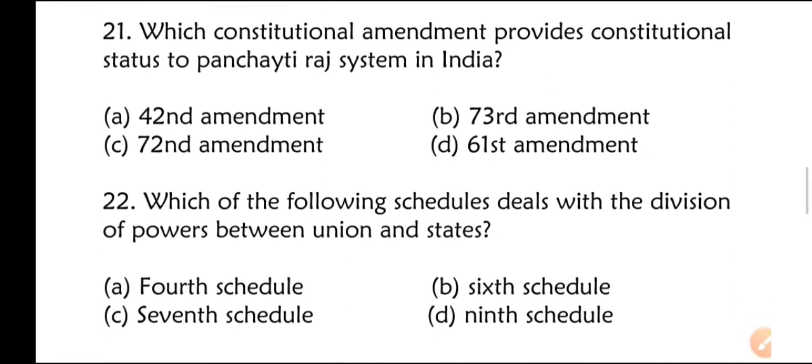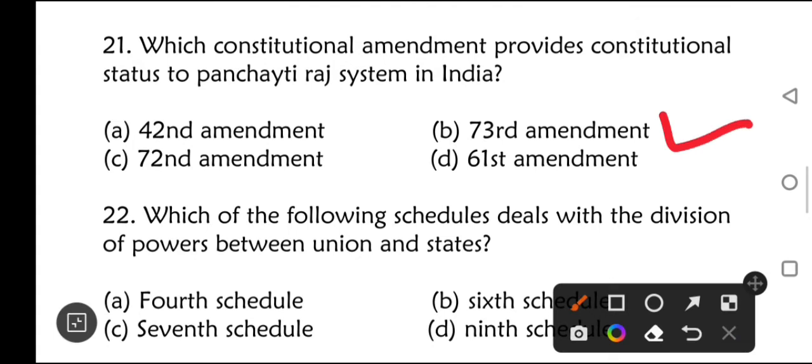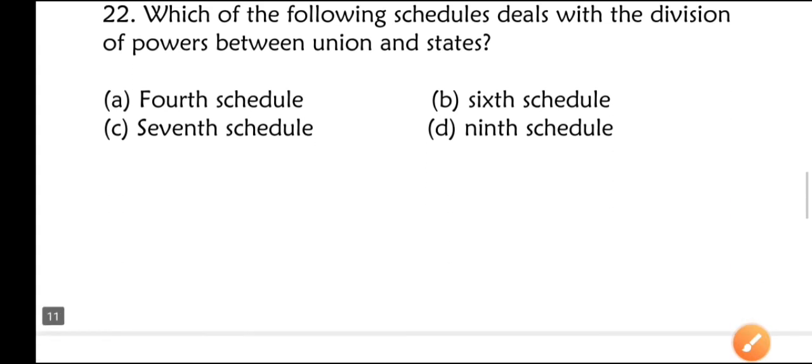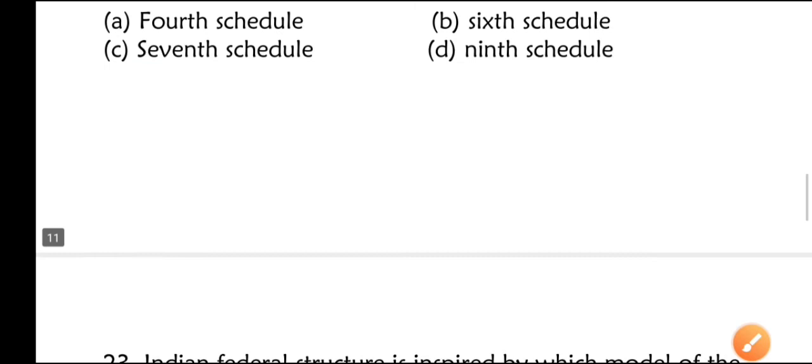Question number 21. Which constitutional amendment provides constitutional status to panchayati raj system in India? Easy question. This is 73rd. This is 73rd Amendment Act. Okay. Now next question. Which of the following schedules deals with the division of powers between union and states? It is in 7th schedule. Okay, division of power is in 7th schedule.